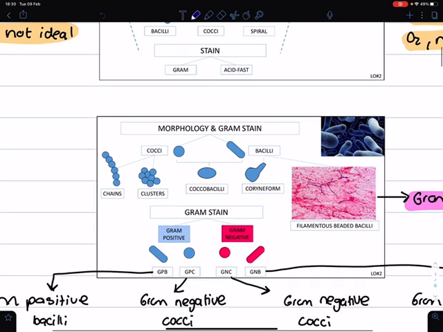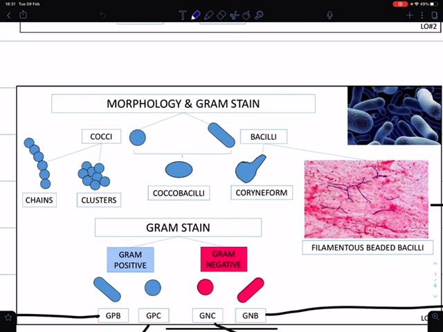Okay, so cocci once again is round, and you get them in clusters. Also, a hybrid between cocci and bacilli is known as coccobacilli. So it's not cocci-bacilli, but coccobacilli. And you also get strange shapes of bacilli, such as that club-shaped form, this cuneiform.